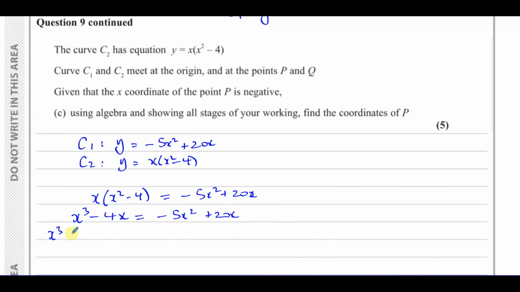I'm going to add 5x squared to both sides. I've got minus 4x on this side. I'm going to take away 20x from both sides. So I end up with this equation, x cubed plus 5x squared minus 24x equals 0.